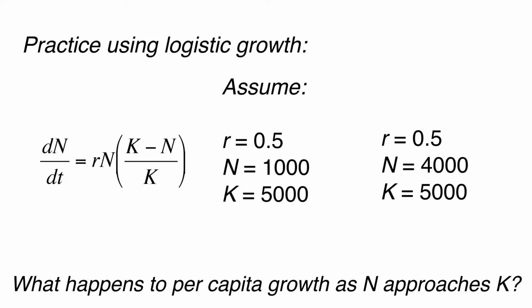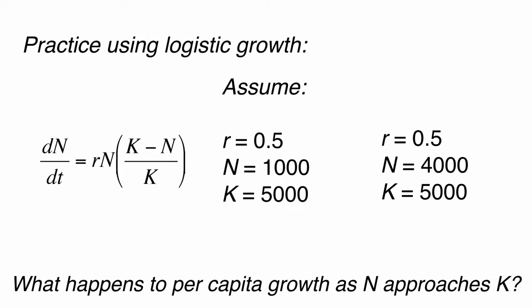And when you do that, I want you to think about what happens to that per capita growth rate as n approaches k. And remember that when we looked at r times n, that was just equal to our r. Our per capita growth rate was the same as that intrinsic growth rate. Here you're going to see something a little bit different, and I want you to think about what happens as it approaches k. All right, pause, take a few minutes, run these numbers, answer those questions.